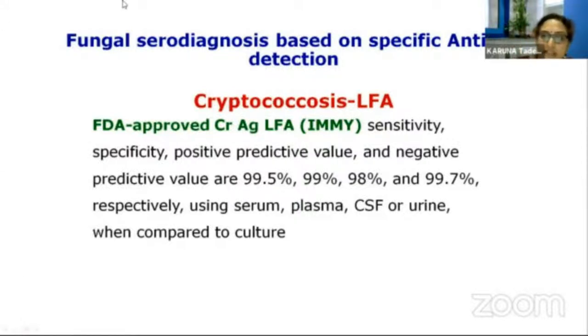But if you look at the sensitivity and specificity, they are quite variable with the samples. If you read the literature, you will see there is variation with the samples. The results are always better with urine or with CSF. There is very slight difference between serum and plasma. Overall, the sensitivity and specificity are almost the same, but different lateral flow assay kits allow different samples. With the IMI, serum, plasma, CSF or urine can all be used.